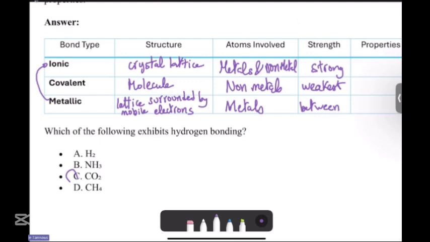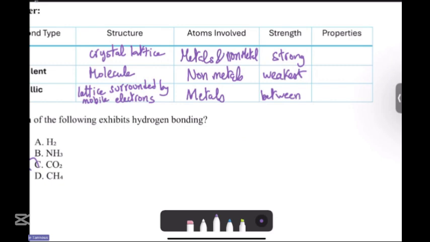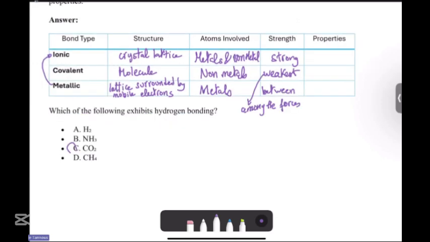And this is the weakest, but it's not weak. It is strong, but it's weaker than covalent, ionic, and metallic. Weakest among the forces, but itself it is strong. So do not get confused and think that covalent bonds are weak. They are strong, but compared to ionic, covalent, and metallic, they're weak. I'm just going to write weak.